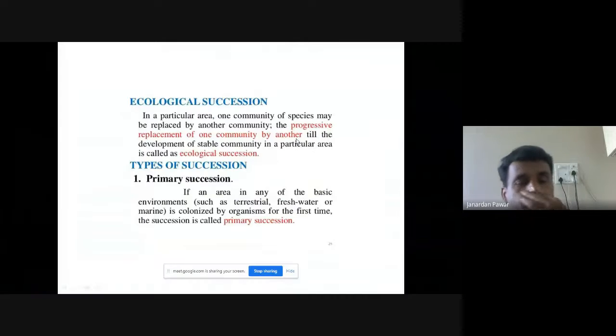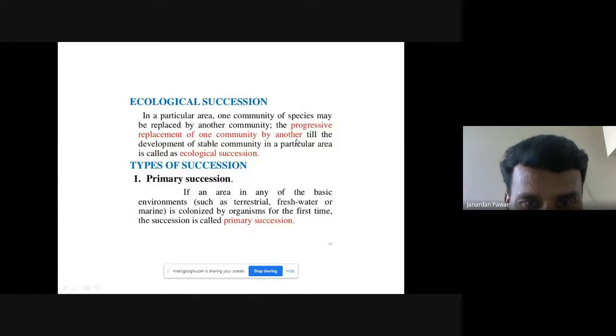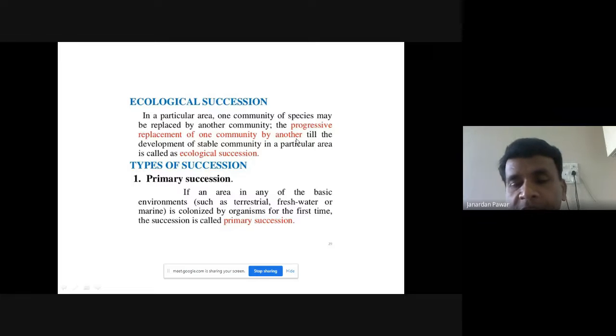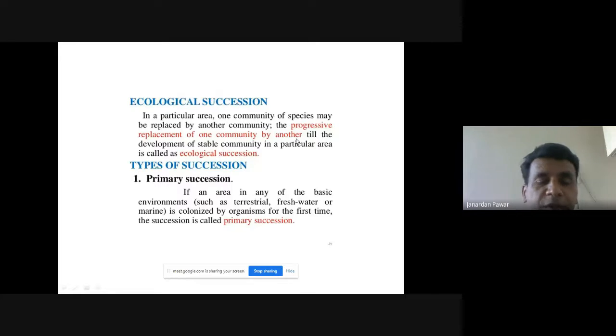Okay, so here we are going to talk about ecological succession. First of all, I'm going to tell you the concept of ecological succession. What do you mean by ecological succession? That also I'm going to discuss with you all. In a particular area, one community of species may be replaced by another community. The progressive replacement of one community by another till the development of a stable community in a particular area is called ecological succession.